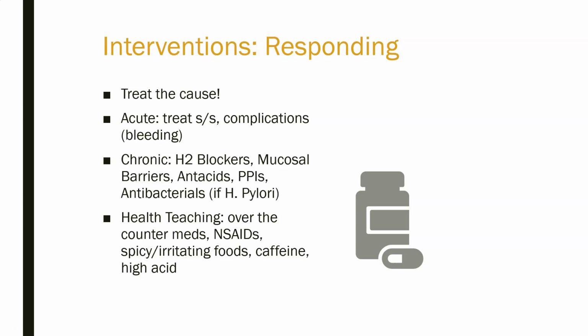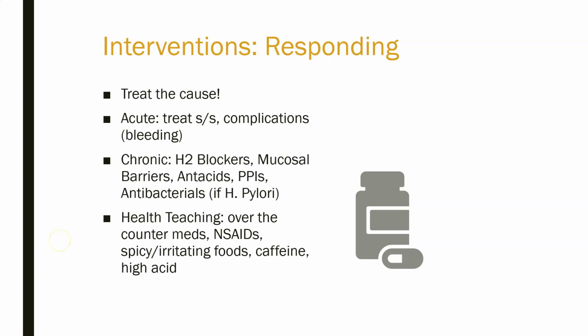So what can we do for these patients? We treat the cause. For acute, we treat signs and symptoms and complications such as bleeding. For chronic, they're treated with histamine blockers, mucosal barriers, antacids, proton pump inhibitors, and antibacterials if H. pylori is present.